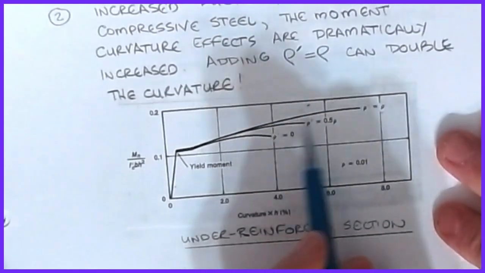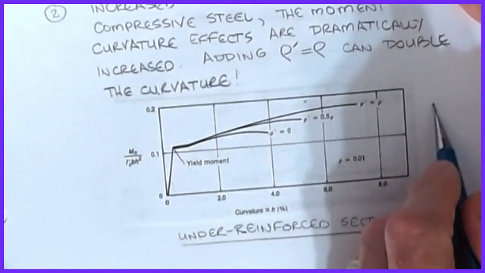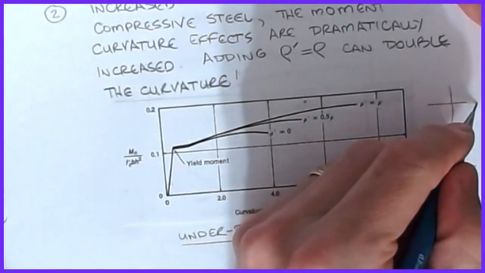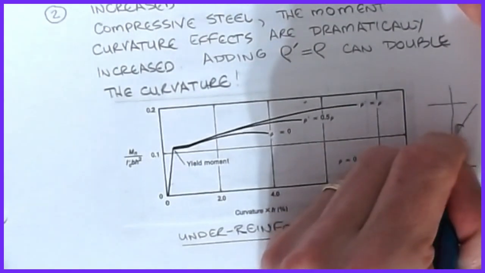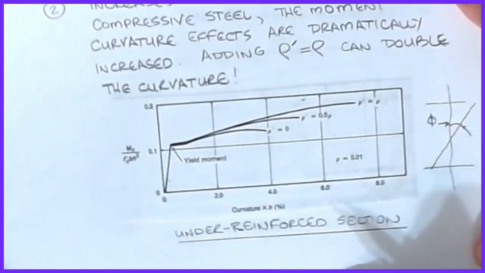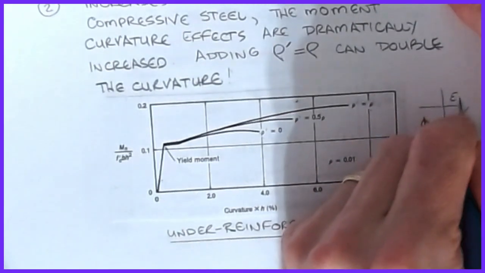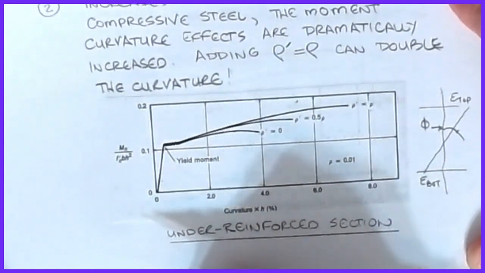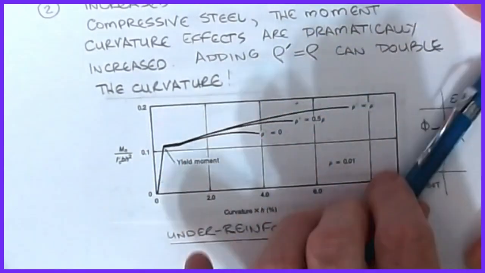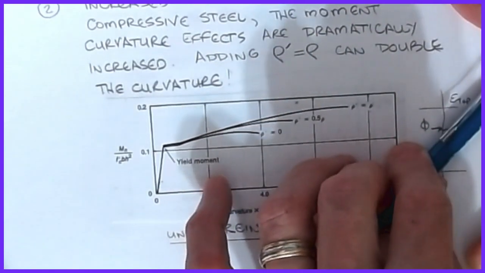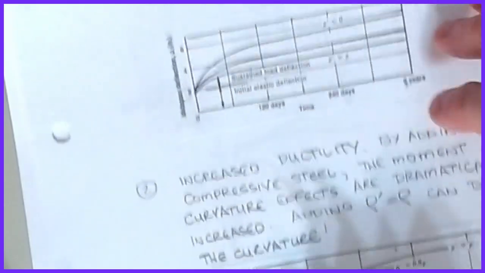It means you're getting a whole lot more strain, because remember, for a strain diagram that's linear, curvature is a measure of that angle. Where this is my epsilon top and this is my epsilon bottom, again, for a linear relationship. So what's happened is when I didn't have any steel, it got to about here, and then when I put in the compressive steel, it was able to go a whole lot further and rotate a whole lot more, which is good for ductility. Again, all this has to do with ductility.